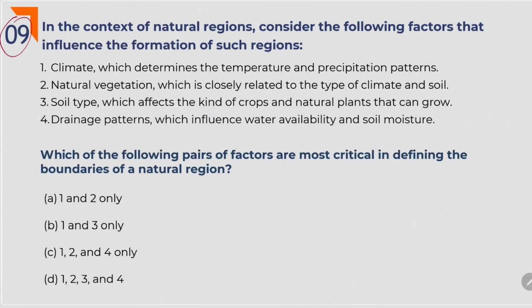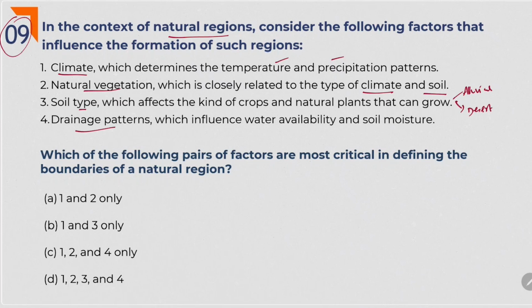Next one. In the context of natural regions, consider the following factors that influence the formation of such regions. Climate determines the temperature and precipitation patterns. Yes, natural vegetation is closely related to type of climate and soil. Yes, depends on the natural vegetation, we differentiate this is desert, this is forest, like that. And next one, soil type, which affects the kind of crops and natural plants that can grow. Yes, in alluvial soil, the agriculture thrives. In desert soils, we will see lot of shrubs grow.